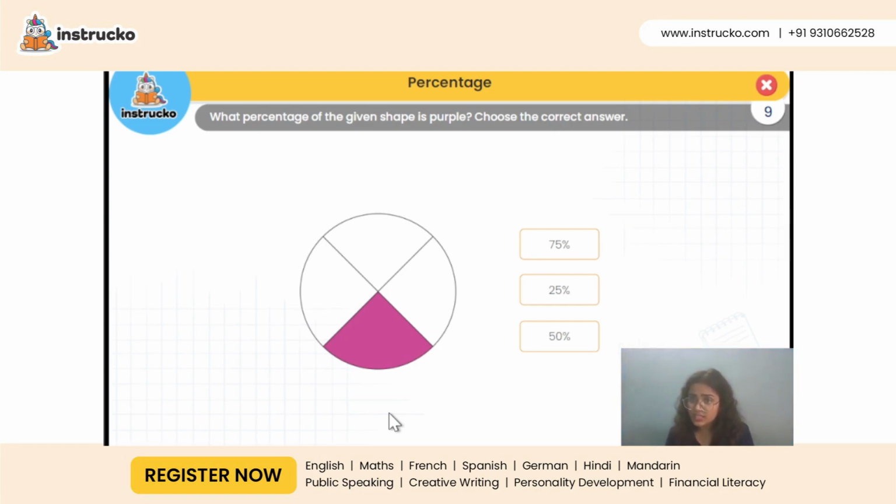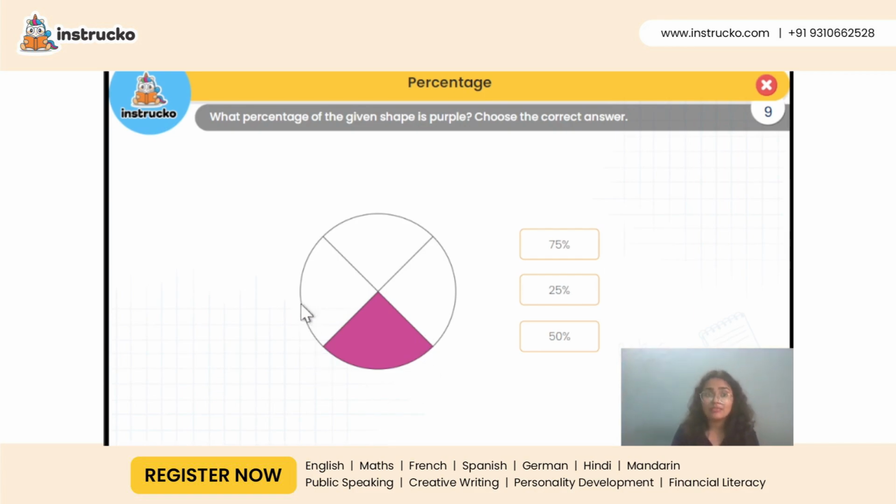Is it 50? No, 50 means half. Is it 75? Maybe. Maybe not. Is it 25? Let's quickly divide 100 by 4. So you have 100 boxes and you have to give them away to 4 of your friends equally. How many boxes each will they get? The correct answer is 25 boxes each.